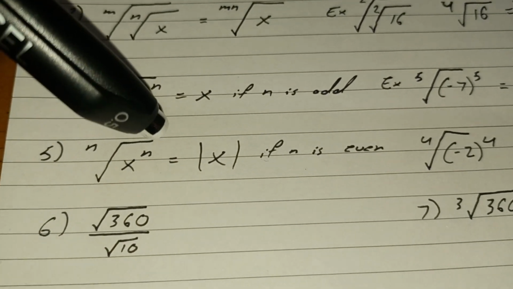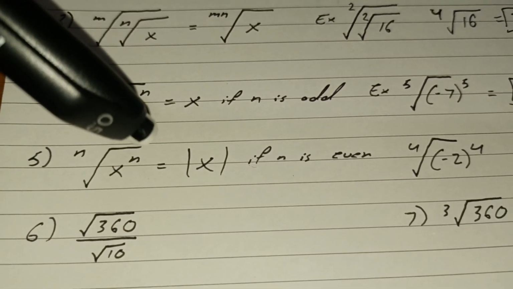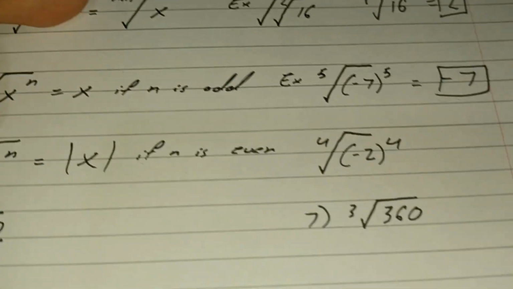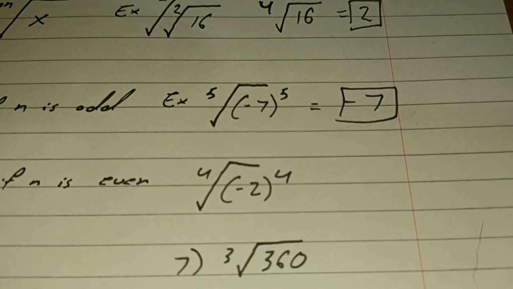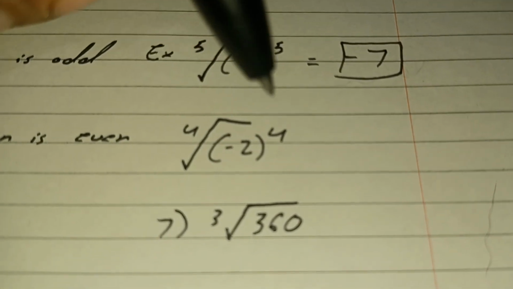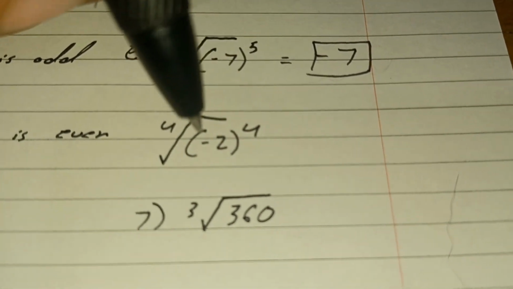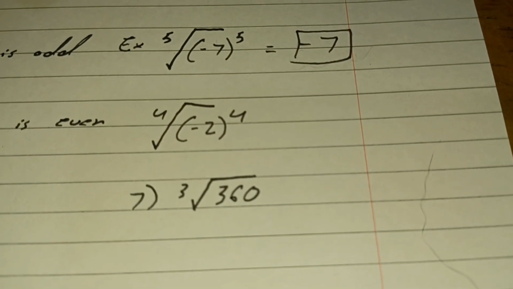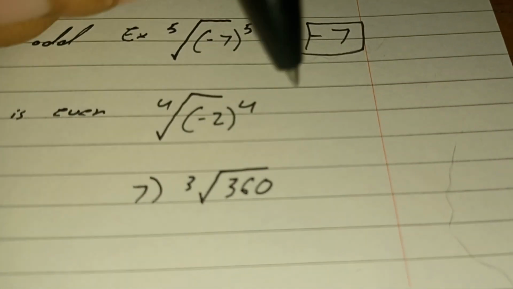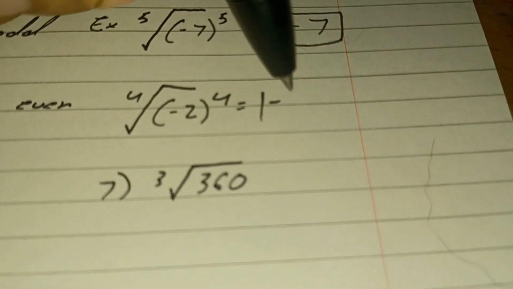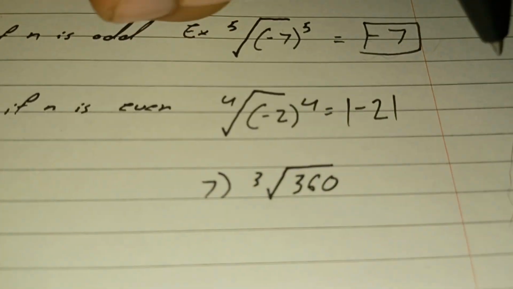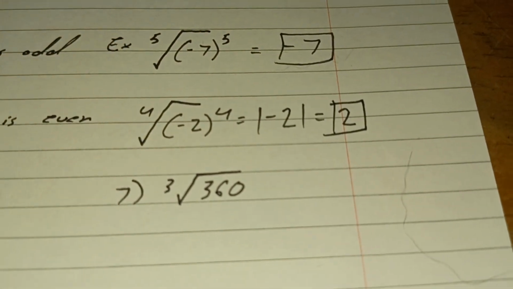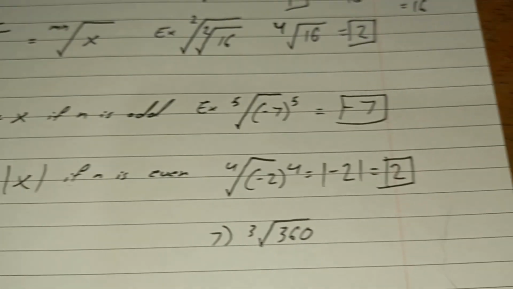The nth root of x to the nth power is equal to the absolute value of x if n is even. So we have obviously the fourth root of -2 raised to the fourth power. We have two 4s right there. They're even, so it's going to equal the absolute value of -2, which is going to equal 2. Right? Because it's even. And according to that, that is how we do it.